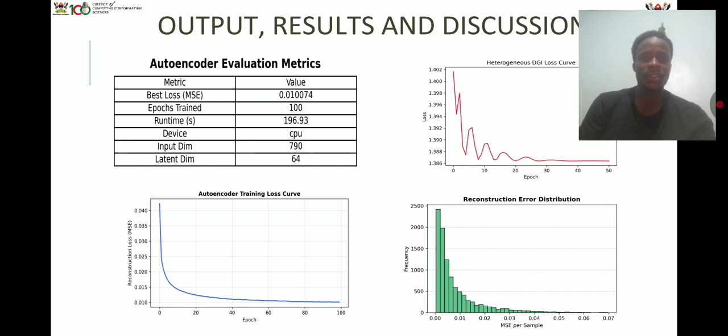Next, on layer 2 of our methodology, we have the autoencoder and its evaluations. The base loss of the encoder is shown as 0.010074. Then we trained for 100 epochs on this. The runtime was 196.93 seconds, trained on a CPU. Below it is the autoencoder training loss curve, and aside from that there's the reconstruction error distribution of the autoencoder.